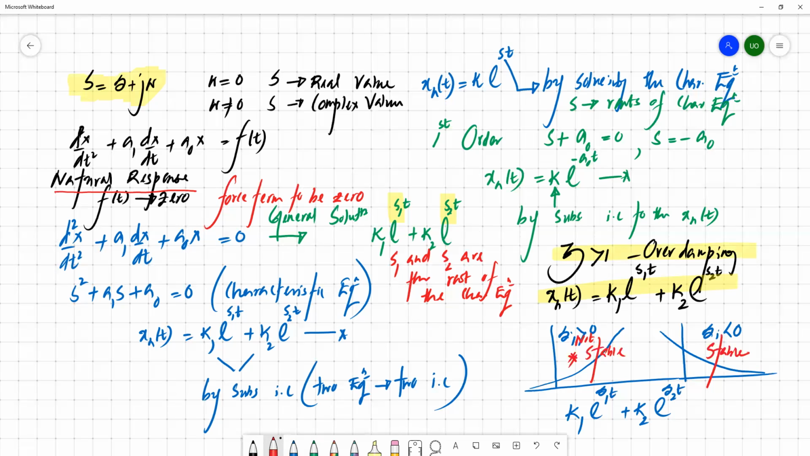If you have positive roots, then definitely your natural response is an exponentially growing function. So this is not a stable one. It means that, depending on the initial conditions, the current or voltage is simply increasing and increasing. So this is not stable.